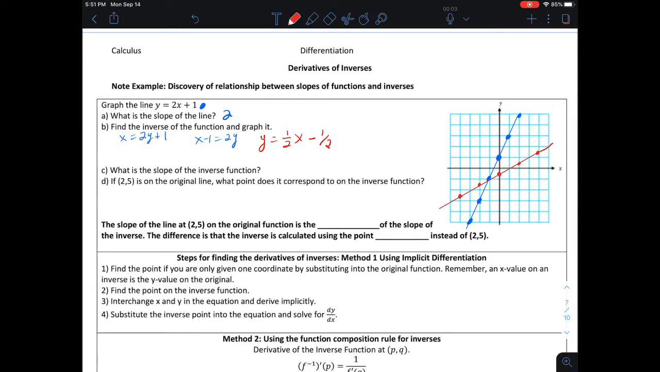And so we have our graphs there. Now remember, the graph of a function and the graph of its inverse are symmetric about the line y equals x, and the slope of this line is 1/2.